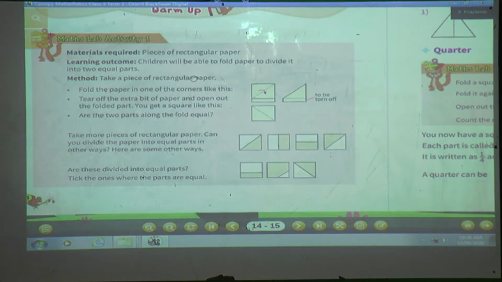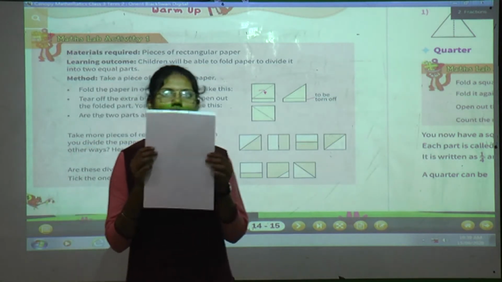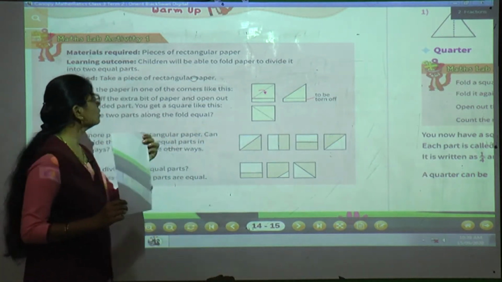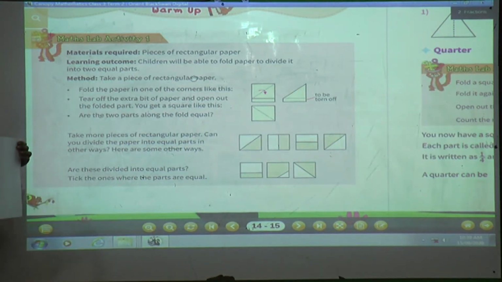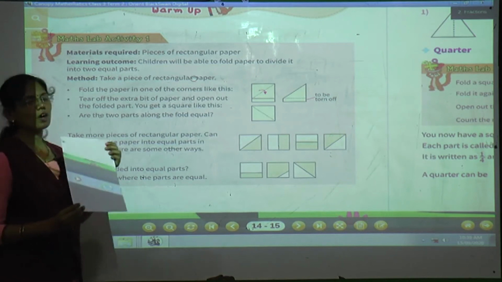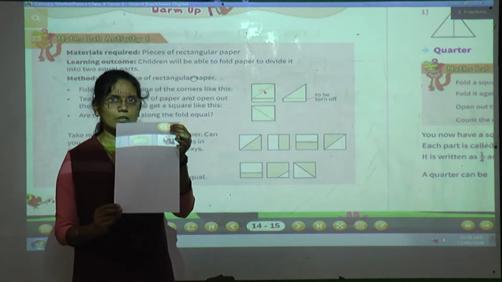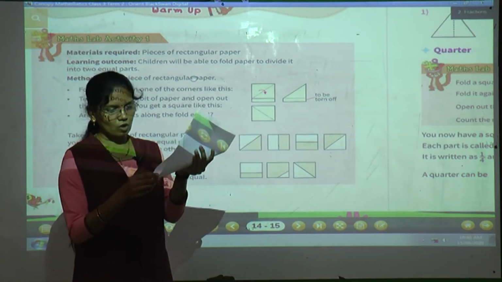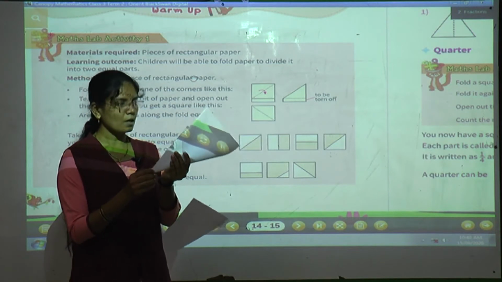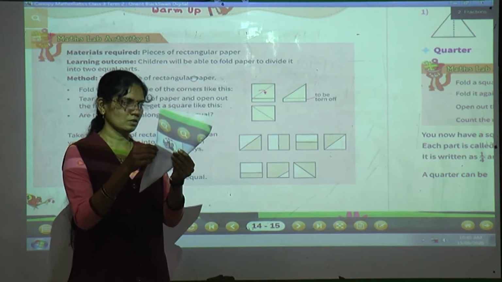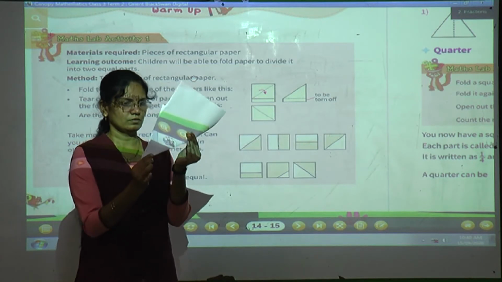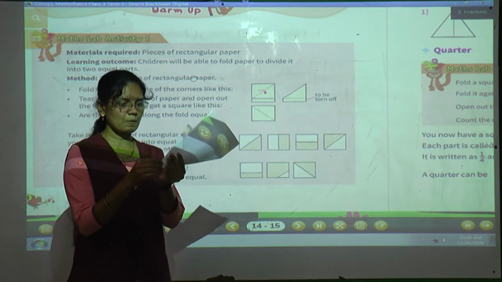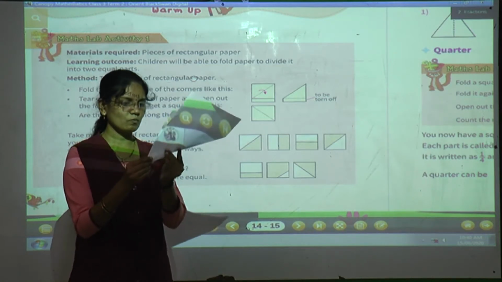Now see here, I have one rectangular paper. Now what do you have to do? Take a piece of rectangular paper and fold it at one of the corners like this. How do you have to fold it? You have to fold this paper at one of the corners. In this way you have to fold the paper. See here, I have folded this rectangular paper from one corner.